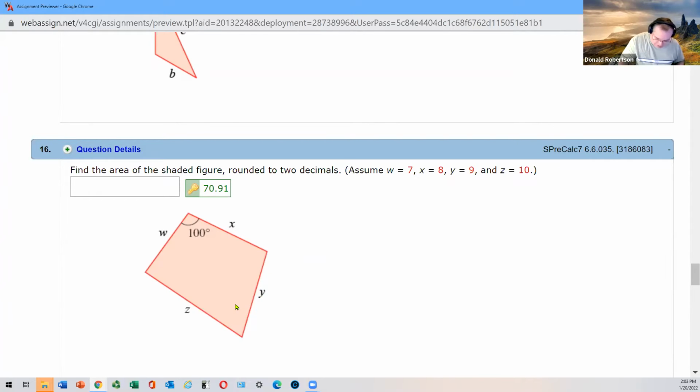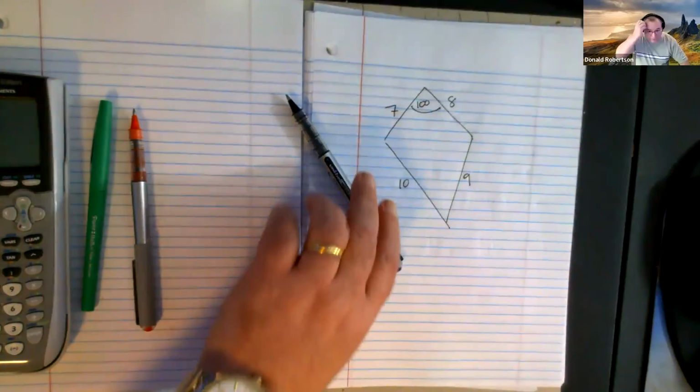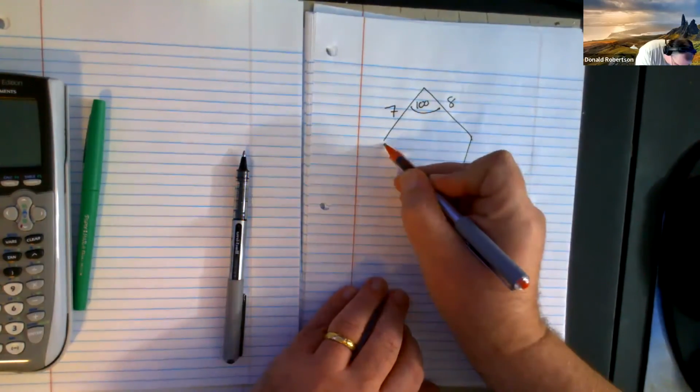So I'm now going to draw a little picture of that, now that you kind of see what I'm talking about, and show you how you could go about this. So this is 100, W is 7, X is 8, Z is 10, and Y is 9. I don't have the time to do the details, but I will have time to show you how to approach this question. Right. Remember, we decided to split it, right?